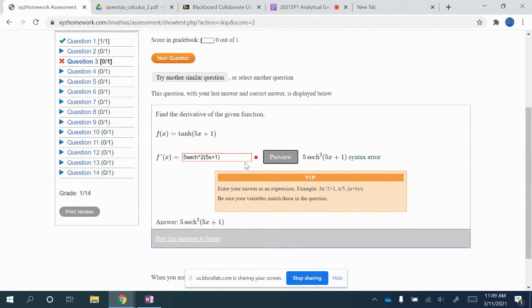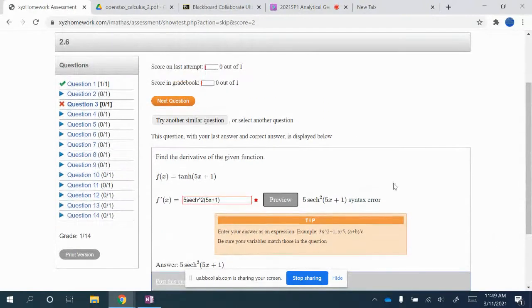I've noticed in this section, there are certain problems. I think there are like 3 of them all together. And this is one of them, that it may mark incorrect, although it's a correct answer. But nonetheless, in order to find a derivative, we must use the chain rule.